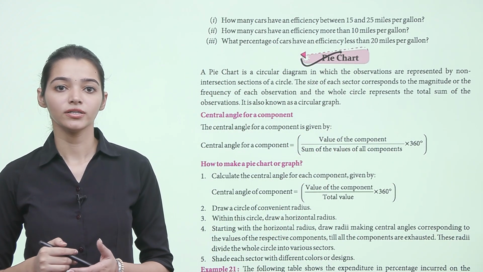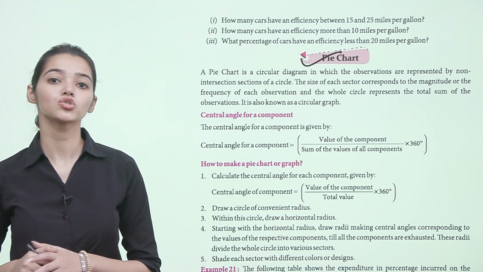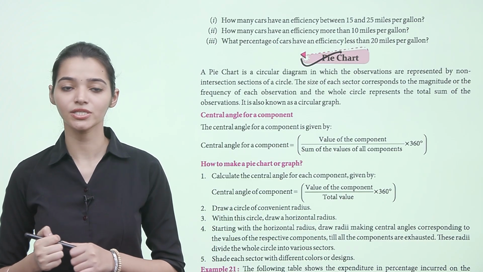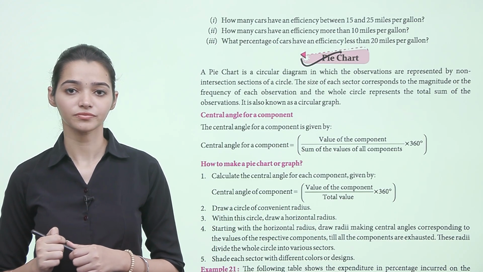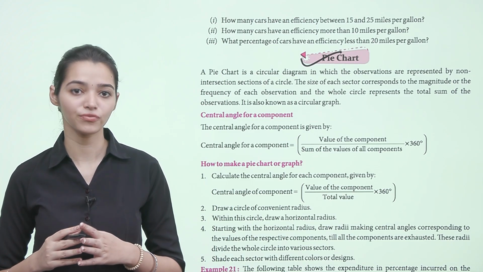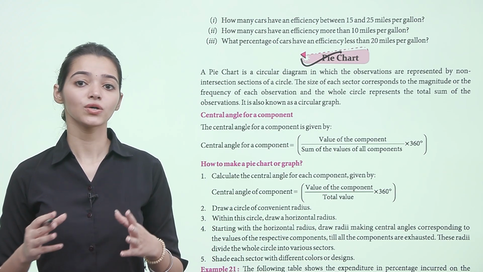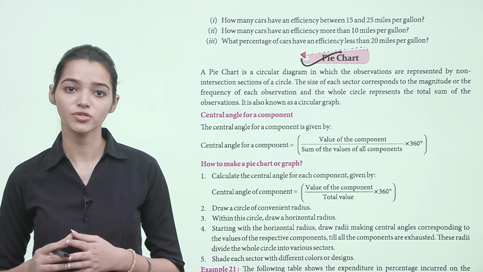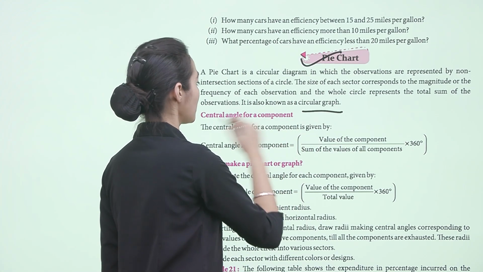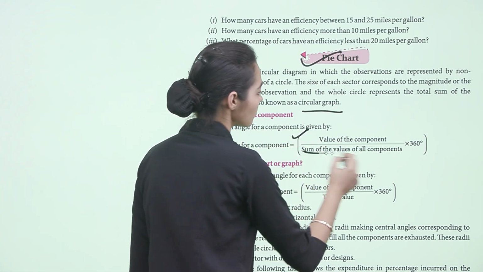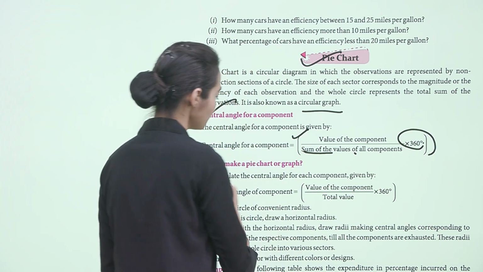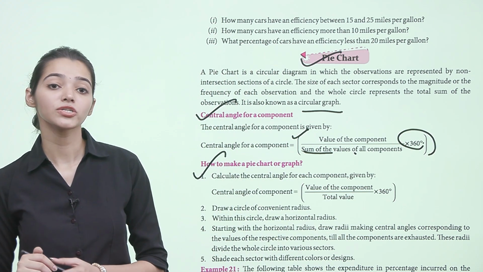Next is our pie chart. A pie chart is a circular diagram in which observations are represented by non-intersecting sections of a circle. The size of each sector corresponds to the magnitude of the frequency of each observation, and the whole circle represents the total sum of the observations, and it is also known as a circular graph. Now the central angle for a component is the value of the component upon the sum of the values of the components into 360 degrees. Now how to make a pie chart or graph?